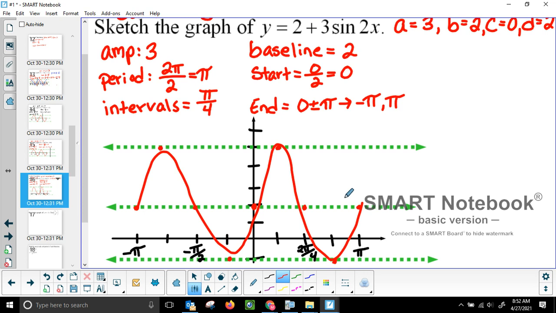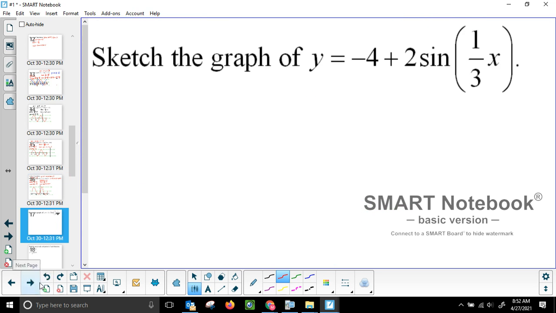Okay, so that's the first one where the middle of our graph has been somewhere new, right? And all that is this number that's being added off to the side. All right, go ahead and try this one.